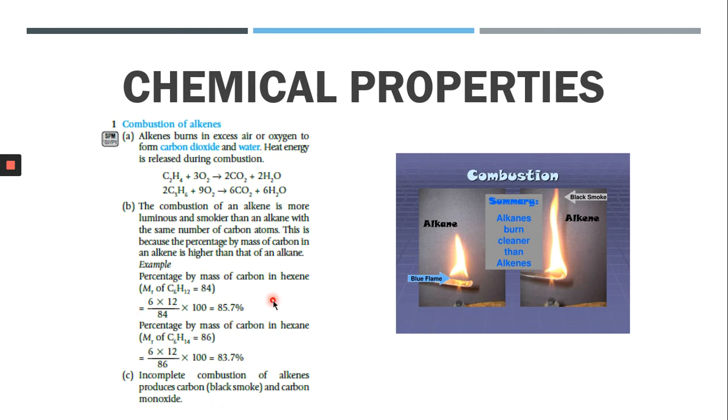Kelak dekat hujung kita buat conclusionnya, alkene, since percentage by mass of carbon in hexene is higher, alkene is more luminous and smokier than alkane. Okay, so this one yang paling penting. This one is the experiment.